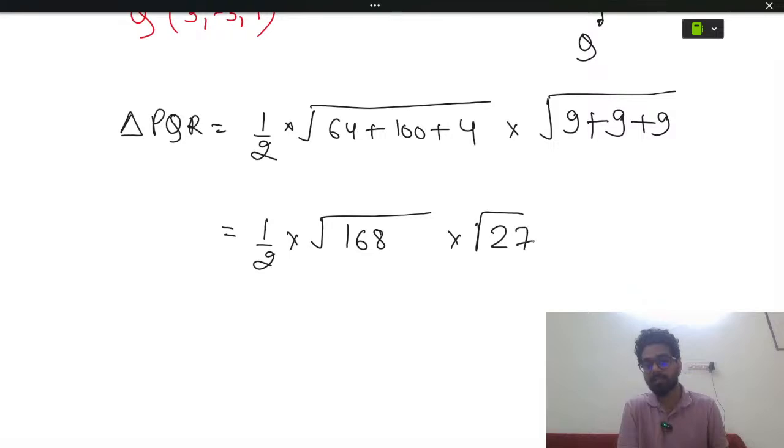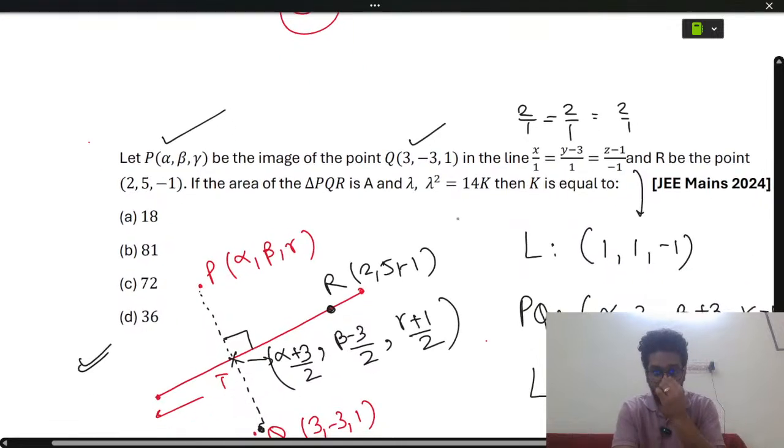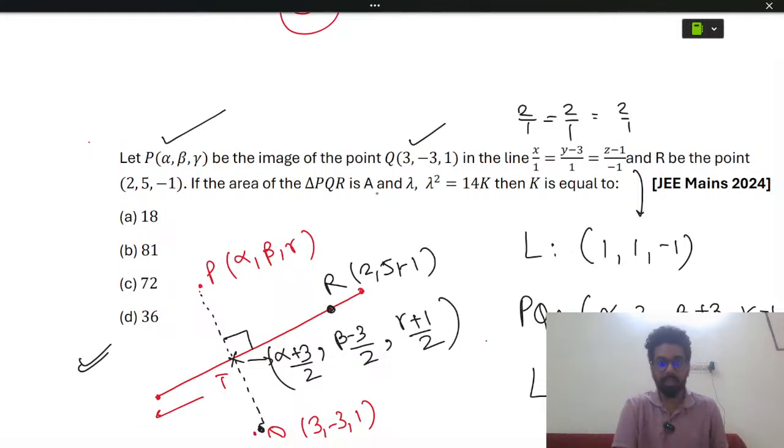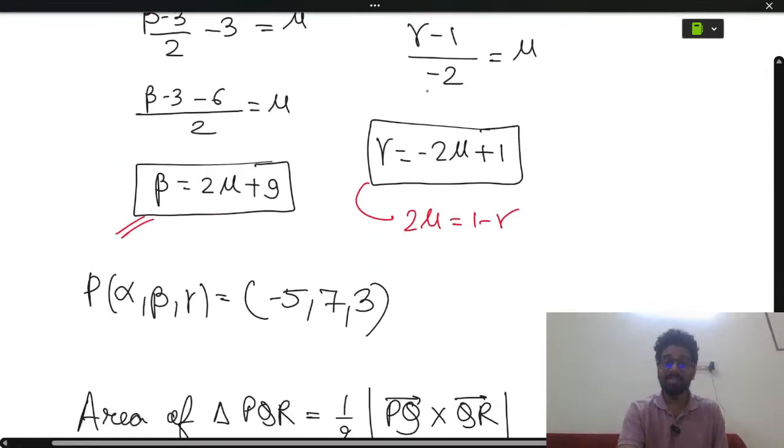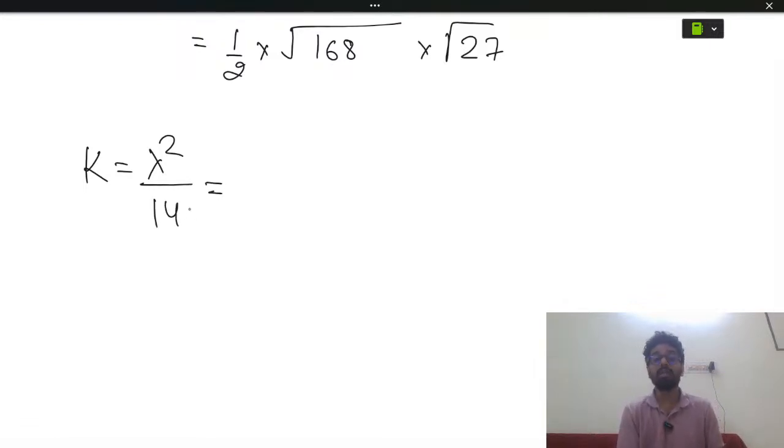root of 27. Let's see, can we simplify this, or what options are we having? They are asking that the area of the triangle is lambda. This is some printing mistake. Lambda squared equal to 14k. Find out the k. So basically k is equal to lambda squared by 14, and lambda in this case is the area. Now what is lambda squared? So let's square both the sides.